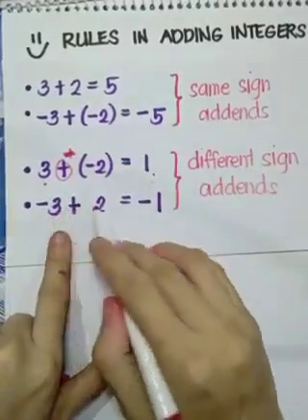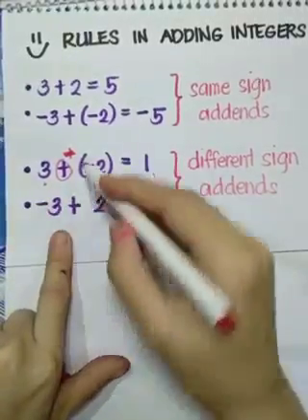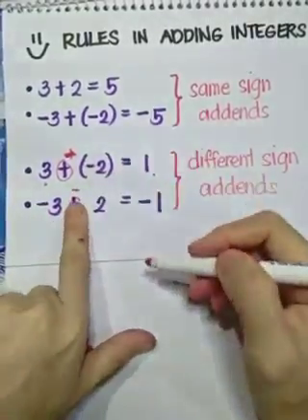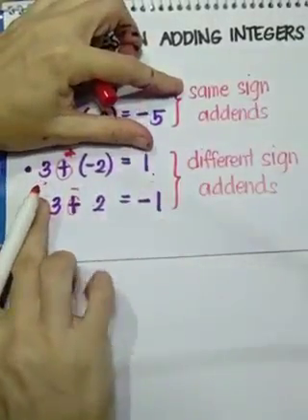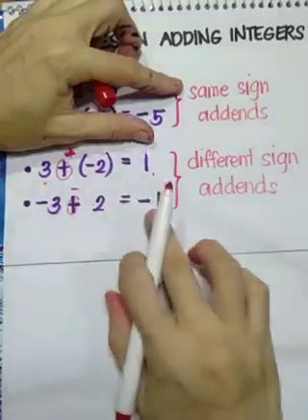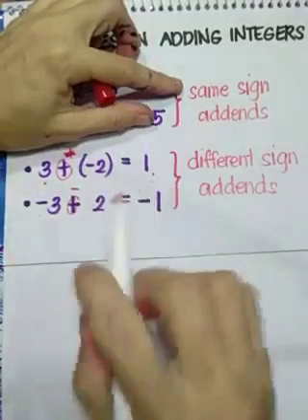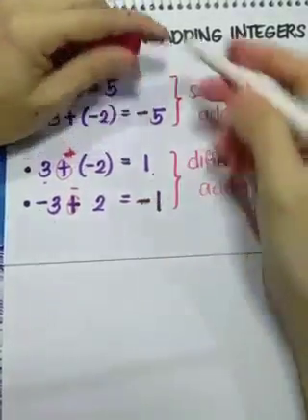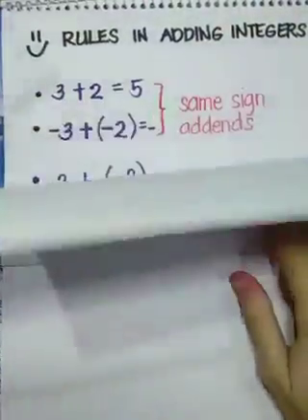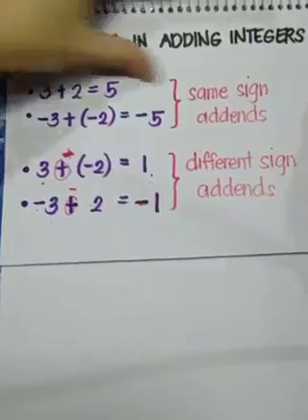Here, negative 3 plus 2. Since they have different signs, we subtract. 3 minus 2, so the answer is 1. The bigger number is a negative number, so we copy the symbol. So the answer is negative 1. Okay, let's make the rule.